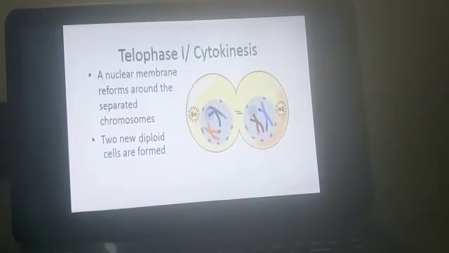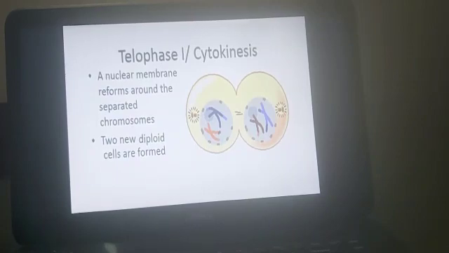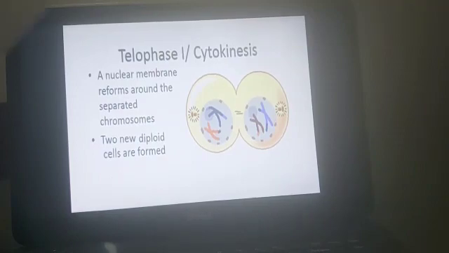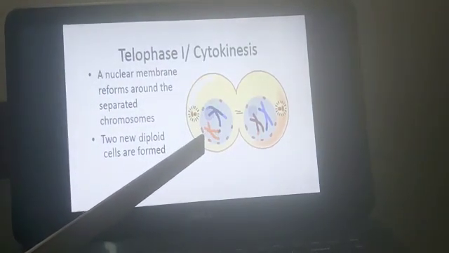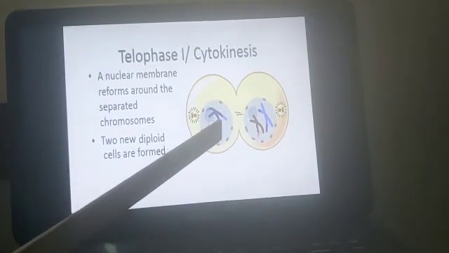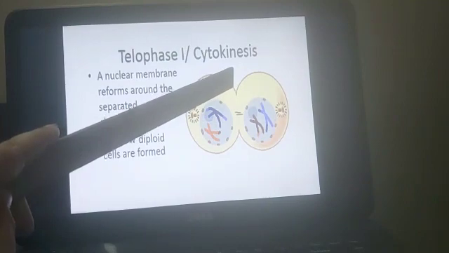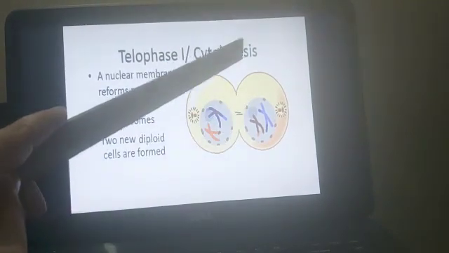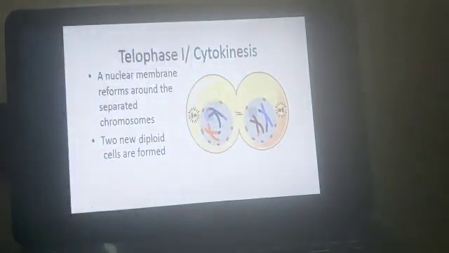The next phase is called the telophase, and this ends the karyokinesis, that is, the division of the nucleus. The nuclear membrane once again forms, and here you can see that the separation of the chromosomes is over, and the nucleus division has taken place. What follows is the cytoplasmic division between the two cells. Here the cytoplasmic division starts. You can see that two diploid cells are formed.